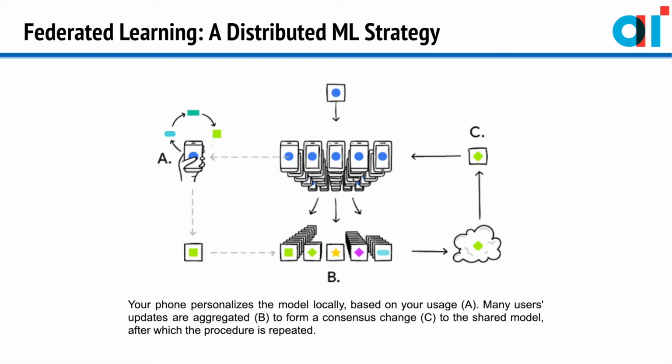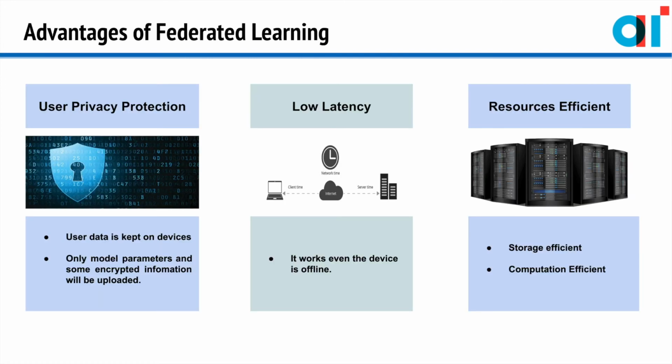Then, devices communicate with the server by uploading the model parameters and some encrypted information like the gradients. We use some model aggregation strategy to update the shared model in the server with only users' model parameters and some other computed encrypted information. Without accessing users' data, the server will deploy the new machine learning model to users' devices regularly, and the whole cycle will be repeated. At first glance, federated learning has a lot of advantages.